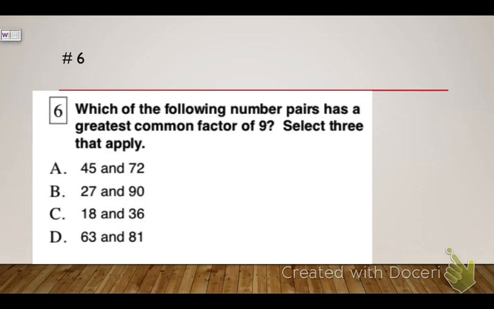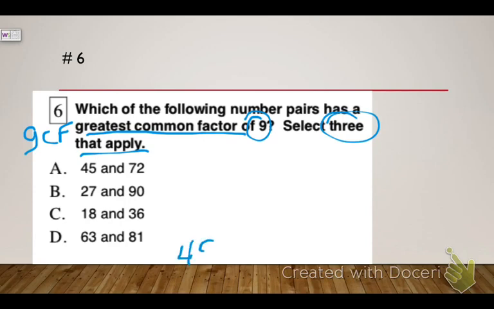Number 6, excuse me. Which of the following number pairs has the greatest common factor of 9? Greatest common factor, GCF of 9. Select 3 that apply. Some of us didn't read that because I noticed that some of us only had 1 or 2 answers. Alright, so if it says the greatest common factor of 9, then I need to find 3 of these that have the greatest common factor of 9.